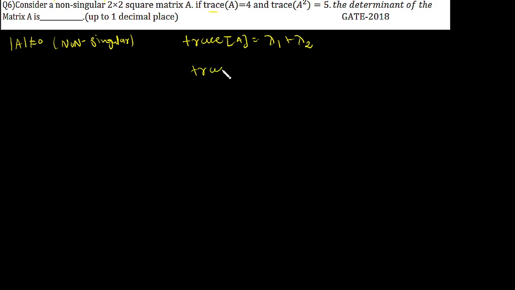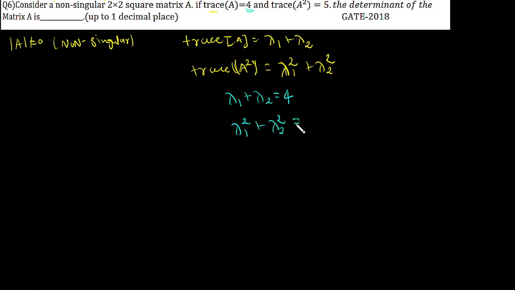Here let's put it, trace of matrix A square. Now if A has eigenvalues lambda 1 and lambda 2, then A square has eigenvalues lambda 1 square and lambda 2 square. Simply, the eigenvalues are also squared, because we have squared the matrix, so the same operation is applied on the eigenvalues. So now we have two equations and two unknowns: the sum lambda 1 plus lambda 2 is 4 because the trace of A is 4, and lambda 1 square plus lambda 2 square equals 5.